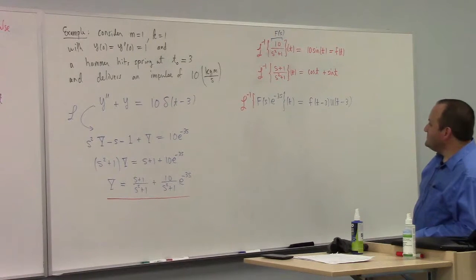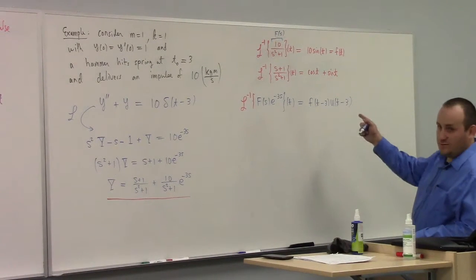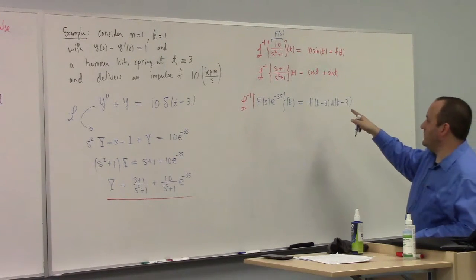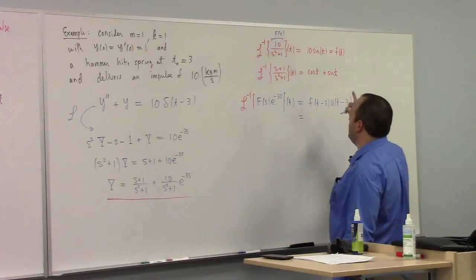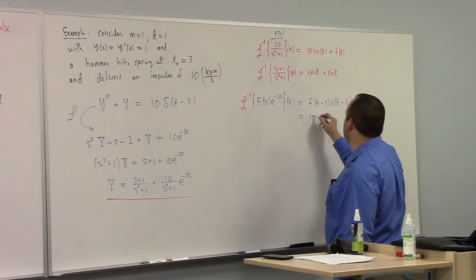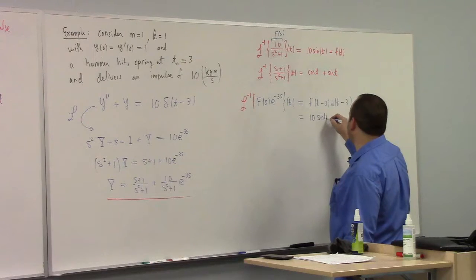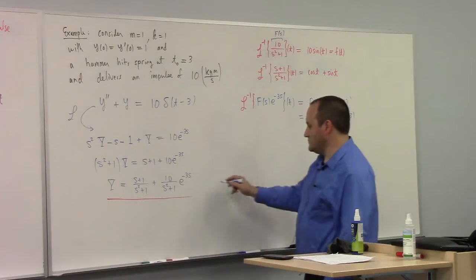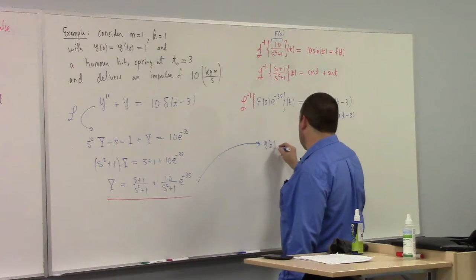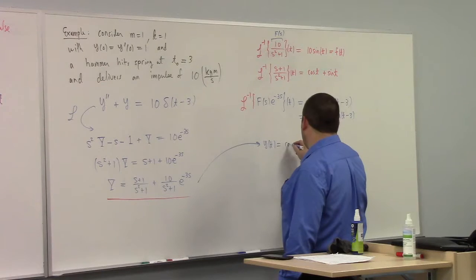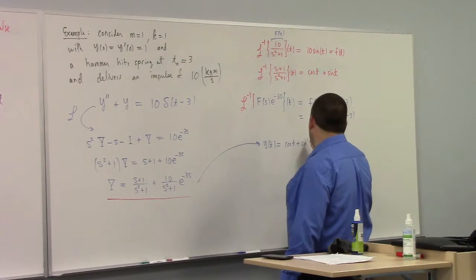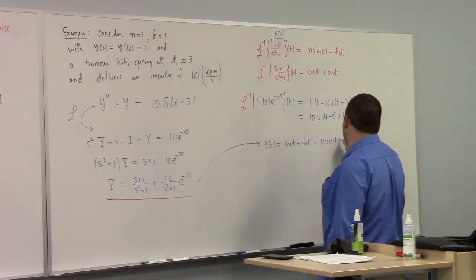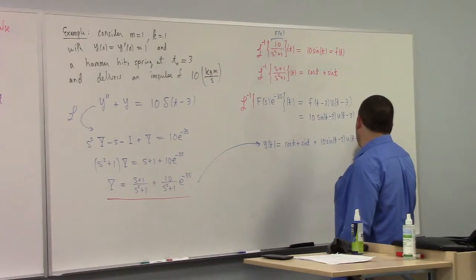But anyway, let's see here. Do you guys know what I'm talking about? We derived this last class? Yes? So the way that looks here, f is this thing. So that's 10 sine of t minus 3, u of t minus 3. And so in summary, we get y of t equals cosine t plus sine t plus 10 times the sine of t minus 3, u of t minus 3.